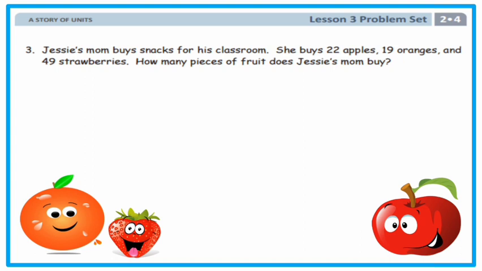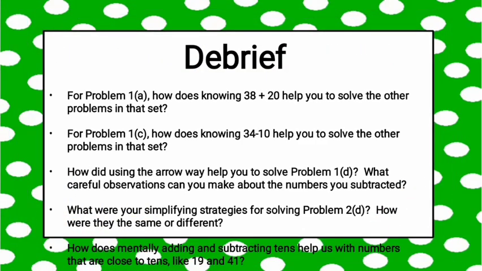Okay, that is the end of this lesson. And I want us to quickly go over it with a debrief, okay? Now for problem 1a, how does knowing 38 plus 20 help you solve the other problems in that set? Alright, for problem 1c, how does knowing 34 minus 10 help you to solve the other problems in that set? How did using the arrow way help you solve problem 1d? What careful observations can you make about the numbers you subtracted?